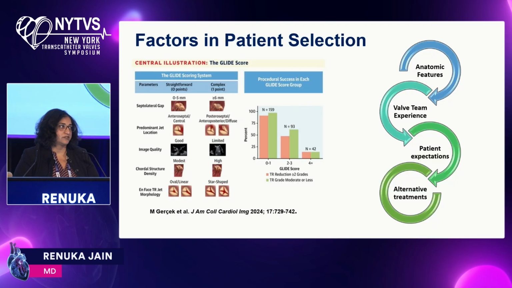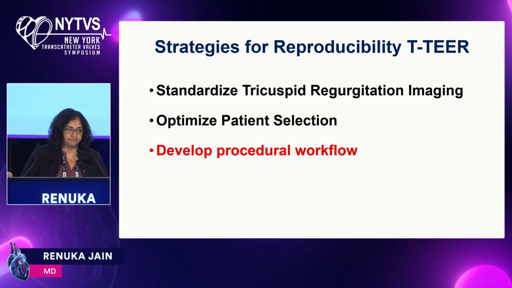Although it's important to understand anatomic factors, septolateral gaps, jet locations, image quality, I think it's also very important to understand that these are not absolutes. So there are no absolute red, yellow, and green zone cases. What there are is anatomic features that suggest favorability, but it really depends a lot on your valve team experience. And as we gain more experience, we took on more challenging cases. Also have to set patient expectations for what they want, and then whether you have alternatives available. Are there other alternative transcatheter treatments that you can offer a patient?